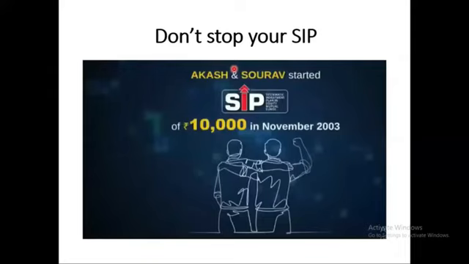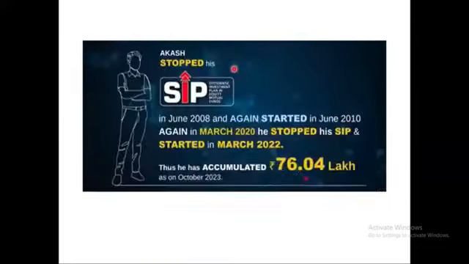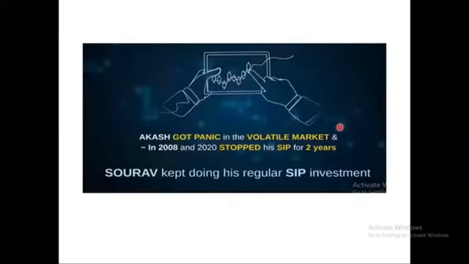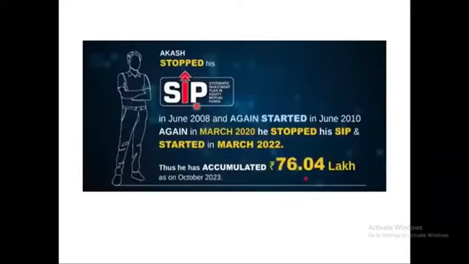Most of the retail investors, they will think too much about the short-term volatility. During the correction time, they will stop their SIP. I'm going to give the one example of Akash and Saurav. Both of them, they have started their SIP in 2003. Akash used to think too much about the short-term volatility. That's the reason he has stopped their SIP twice. But Saurav, he has continued his SIP during the correction time also. Akash, he has stopped his SIP during the 2008 recession. Again, he has started his SIP in 2010.